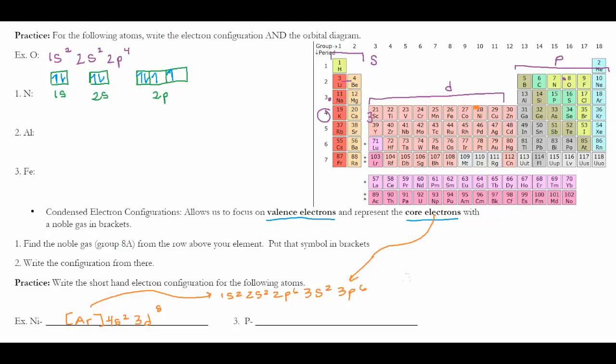They have nothing to do with any of the reactions or formations of compounds that are going to happen. However, these right here, my 4s, the 2 electrons in 4s, and the 8 electrons in 3d, those will play a role when I am trying to determine what compound is going to be formed. And so that's what the shorthand electron configuration, or the condensed electron configuration, allows me to do. It allows me to focus on the valence electrons and ignore the core electrons.